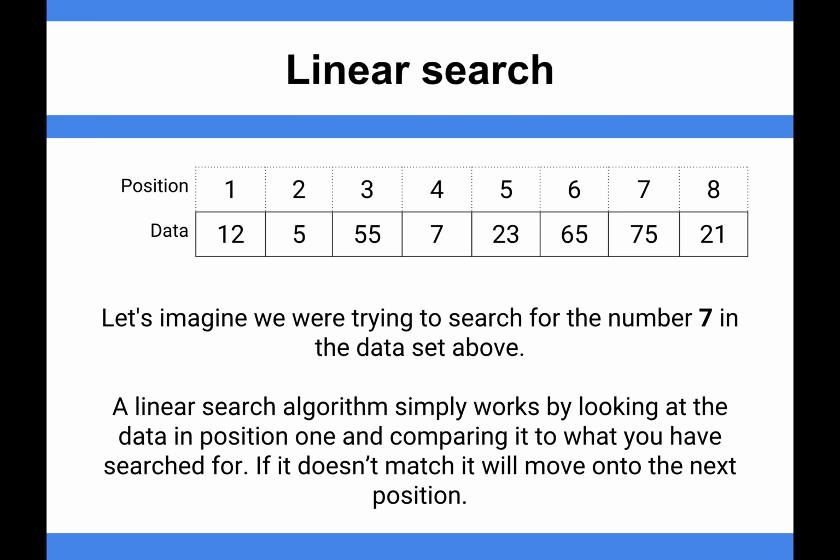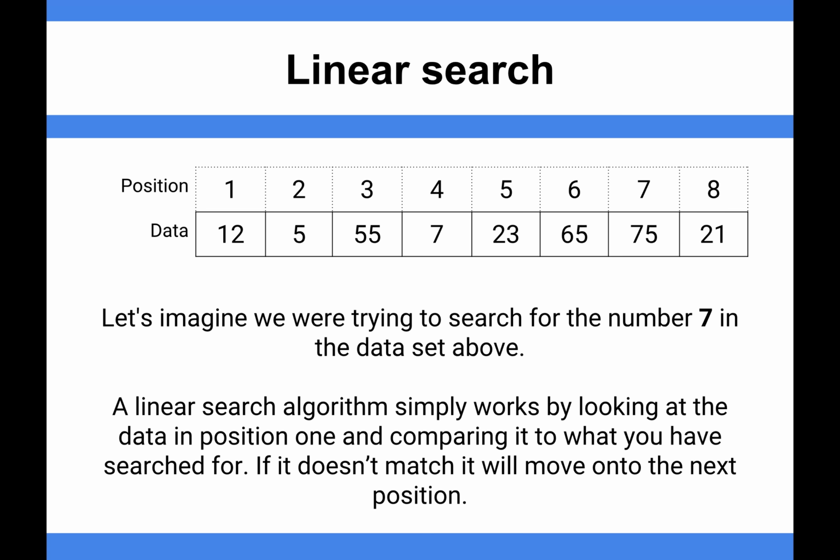So let's imagine we were trying to search the data set above. So we've got our data set here. The position, all I mean by that is it's the position in the data structure. So imagine it's a list in Python or an array or in a different language, whatever. At position 1, we've got the number 12, 2, 5, 3, 55, etc. Obviously in Python it might start counting at 0, just roll with it. You can change it according to your language, but essentially the way it works is exactly the same.